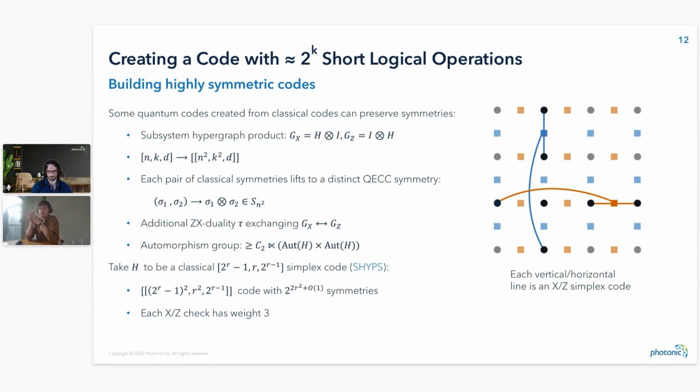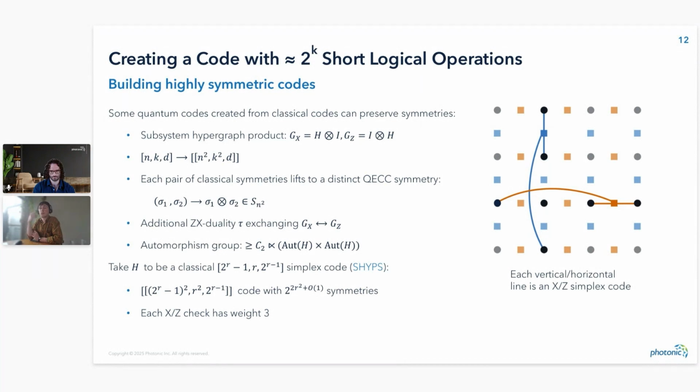The really nice thing about this code construction is that if you have classical symmetries, so classical automorphisms, these lift to quantum symmetries. So we can achieve a permutation of my n by n grid by simply doing a row permutation and a column permutation. This is a really nice construction, and the natural thing then to do is to say, okay, well, let's use the subsystem hypergraph product construction with an incredibly symmetric input. And so that's what we did.